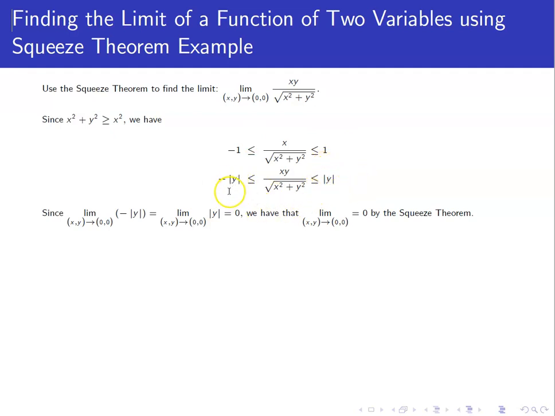I can calculate the limit as (x, y) approaches (0, 0) of the absolute value of y. It's just 0. We can do that with direct substitution. Since the outer two limits go to 0, the thing in the middle also has to go to 0 by the squeeze theorem.